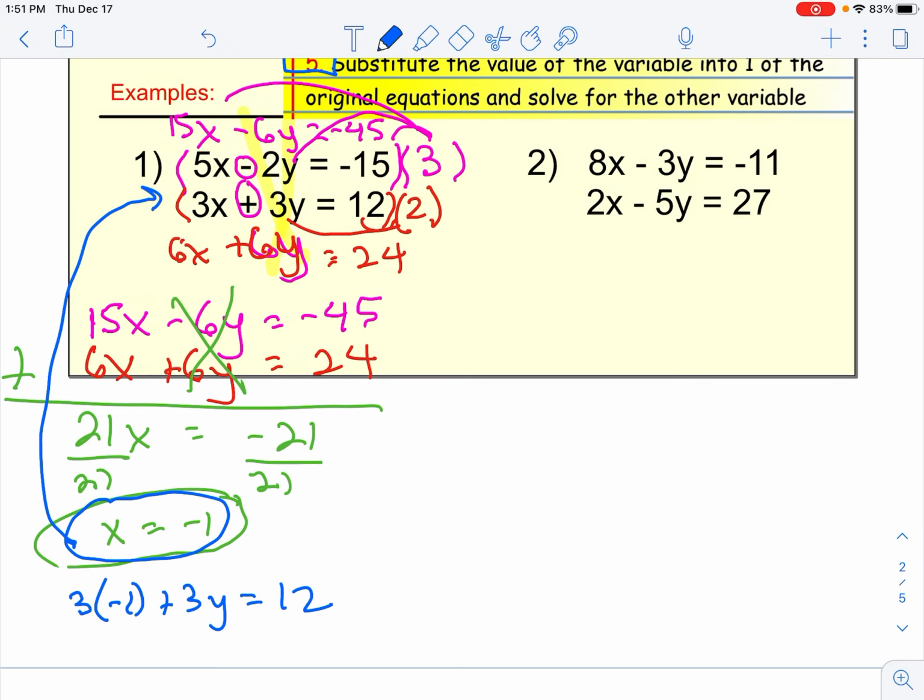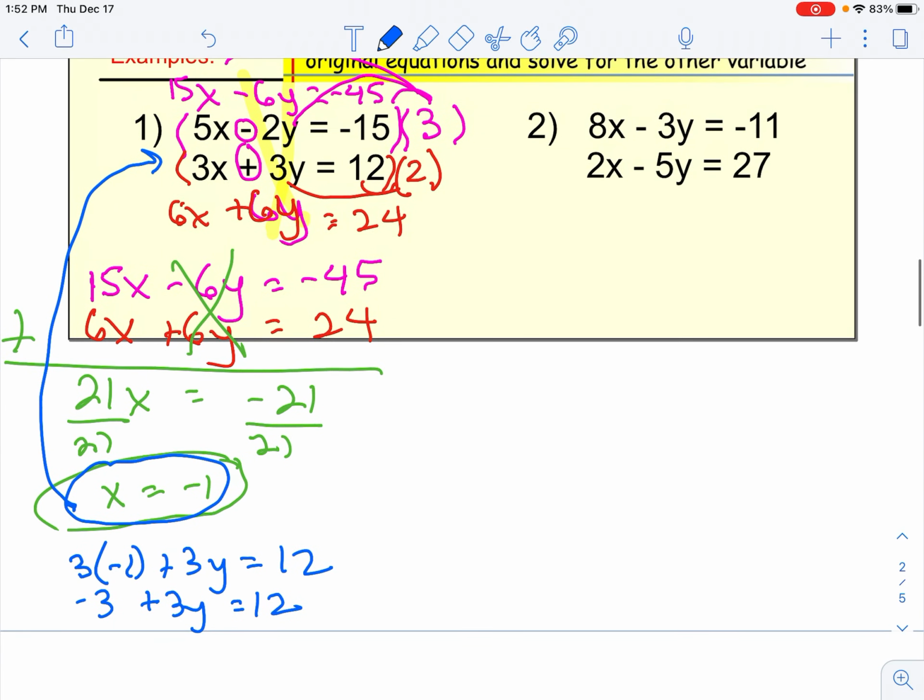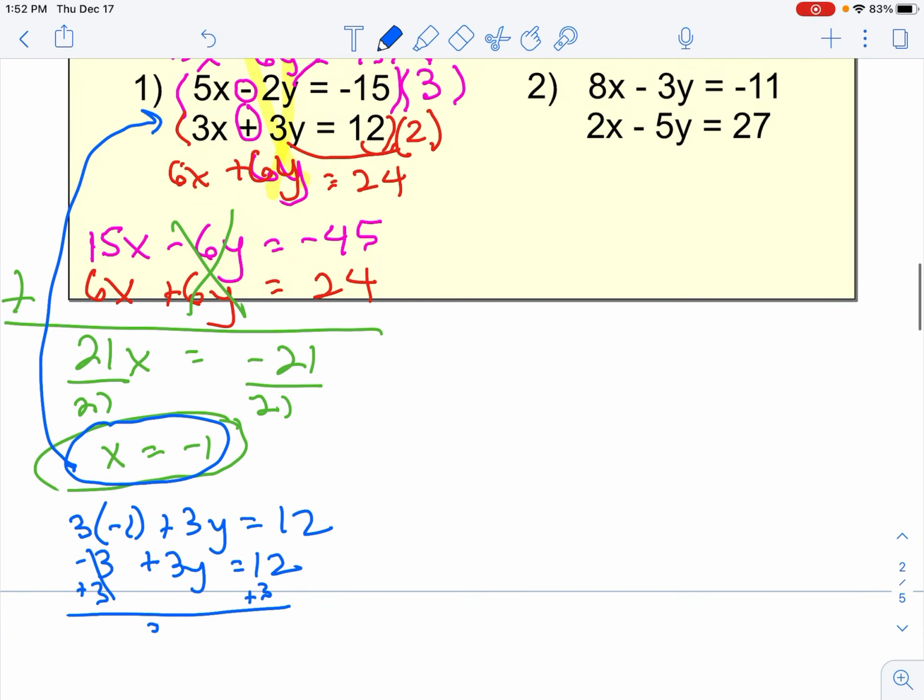So 3 times -1 is -3 plus 3y equals 12. Then we add 3 to each side. We just keep solving this like we normally would, and that gives us 3y equals 15. Divide by 3, and we get our y value is 5.